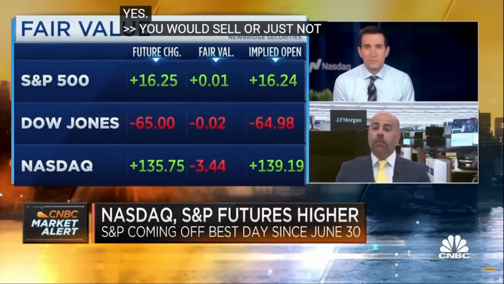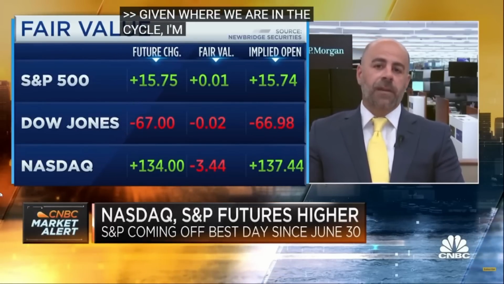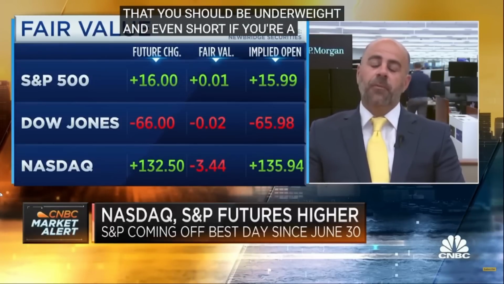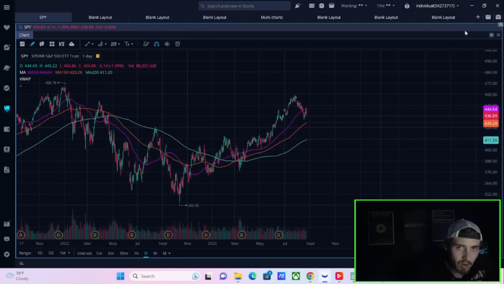So given where we are in the cycle, I'm of the view that you should be underweight and even short if you're a leveraged investor or trader right now. Until we see signs of a bottom, if the market does pull back like we think, now that could be 4,200, that could be 3,800, could be a retest of the lows at 3,500. Until we see signs of that bottom, I would stay out of the market and in a defensive posture right now.